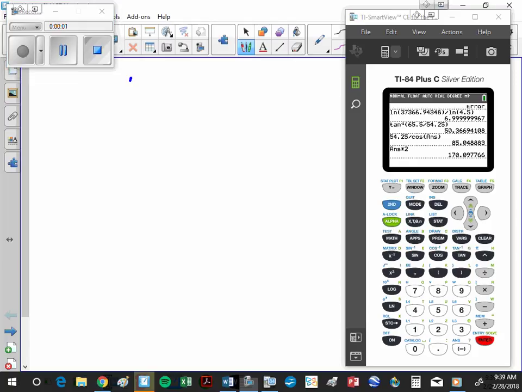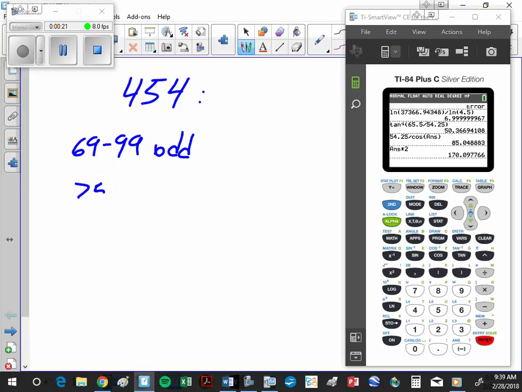So this is page 454, and we're doing 69 to 99 odd, but we're going to skip 75, 77, and 85. So skip those.